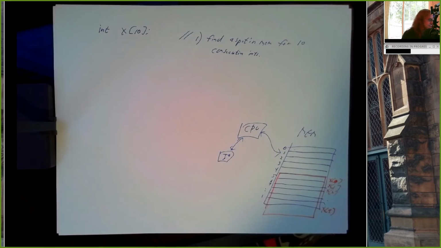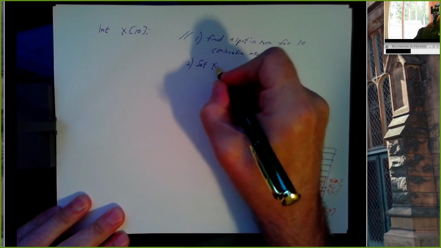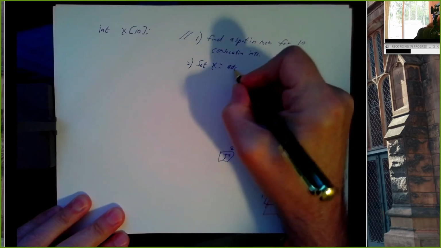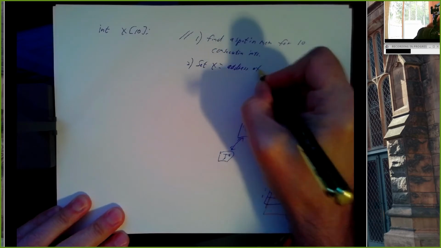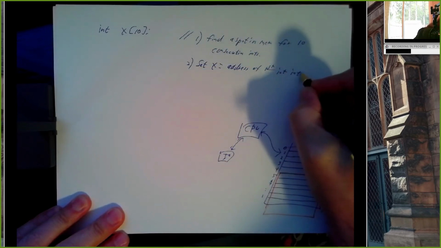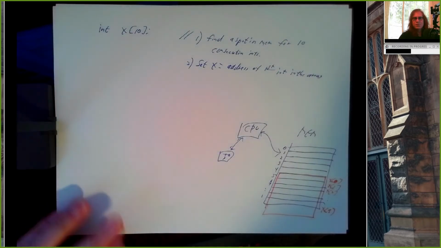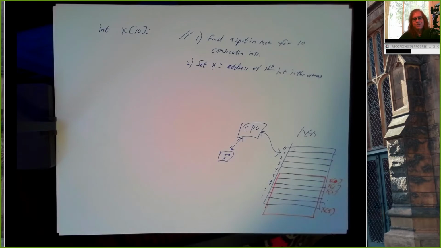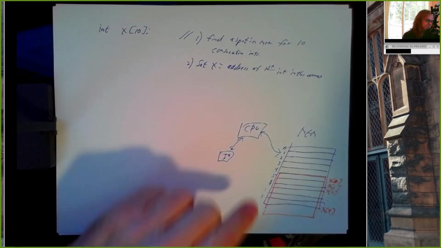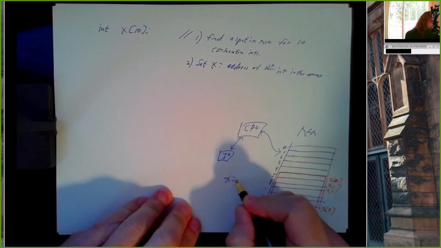The second thing it does is it sets x equal to the address of the first integer in the array. So assuming the compiler and the linker decided that my array is going to go here starting at location 5, it's going to set x equal to 5.